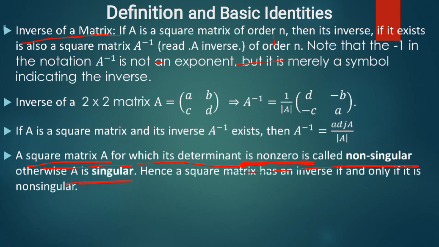So if after finding the determinant of my matrix, I get it to be 1, so long as it's non-zero, it means that matrix is non-singular. But if it turns out that it is 0, then we say it is singular. Hence, a square matrix has an inverse if and only if it is non-singular. So always note that.